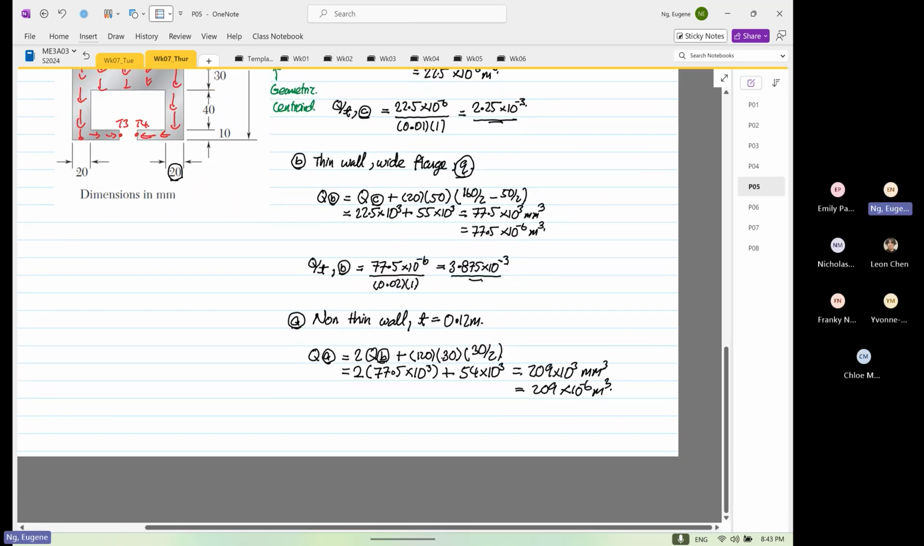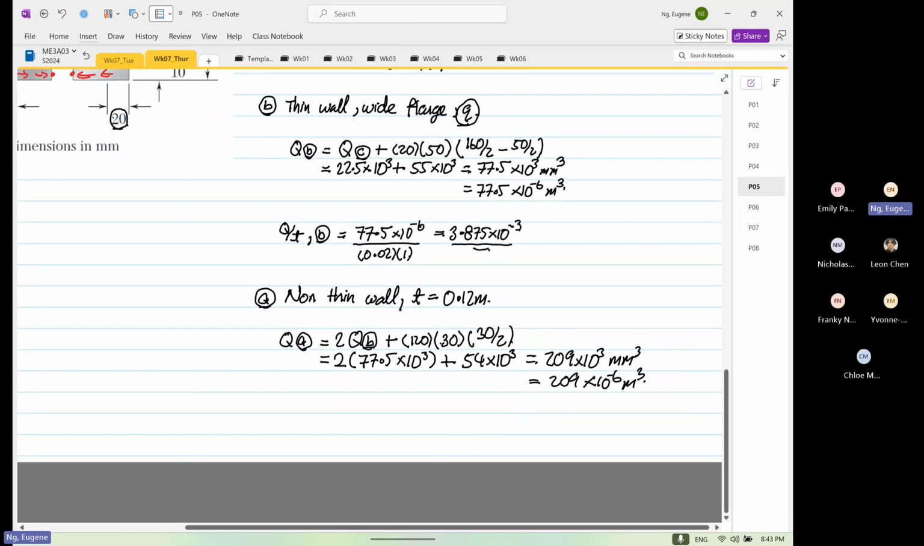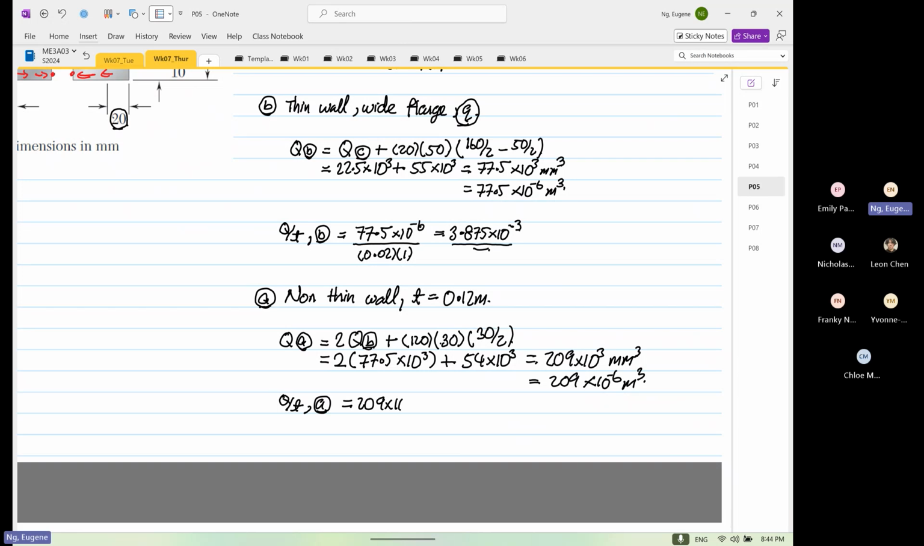Okay, so now if we look into the Q over T ratio at point A, this will be equal to 209 times 10 to the power minus 6. Now the thickness is 0.12. Okay, so no doubt the first moment of area is the biggest. Likewise, it also has the biggest or the highest thickness. So this is equal to 1.742 times 10 to the power minus 3.